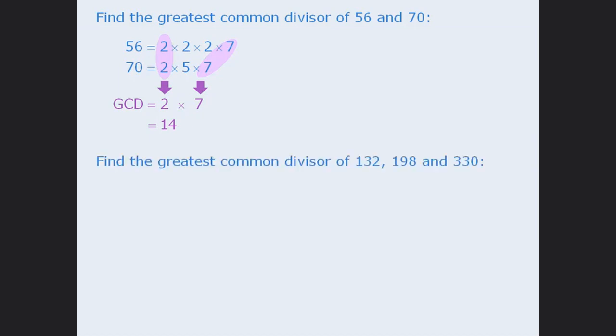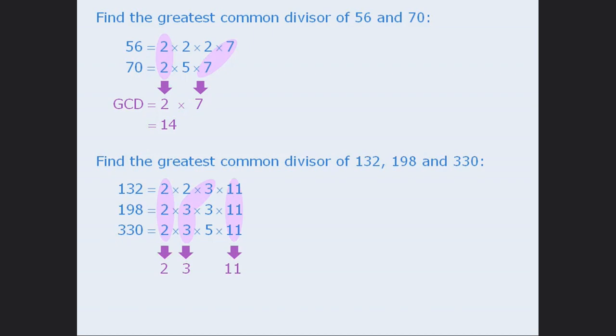Let's find the greatest common divisor of 132, 198, and 330. Now keep in mind that it is very rare to have to find the greatest common divisor of more than 2 numbers. However, the technique for 3 numbers is the same as the technique for 2 numbers. So let's proceed. First, we'll find the prime factorization of each number. Then we'll identify all of the prime factors that all 3 numbers have in common. And finally, the greatest common divisor will be the product of the shared prime factors. So the greatest common divisor of the 3 numbers here is 66.